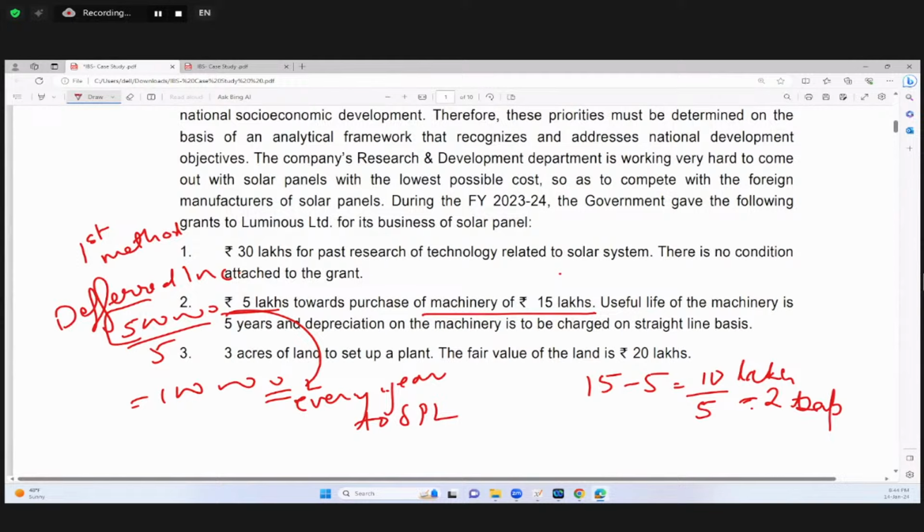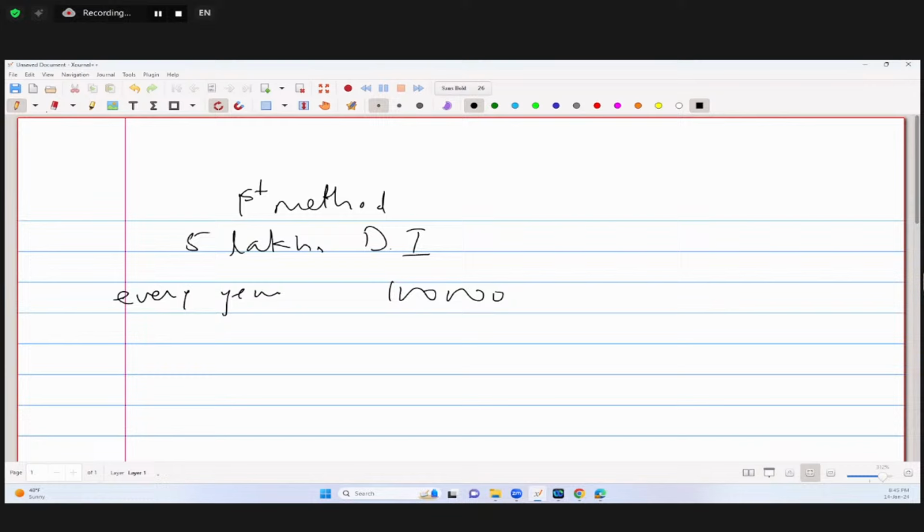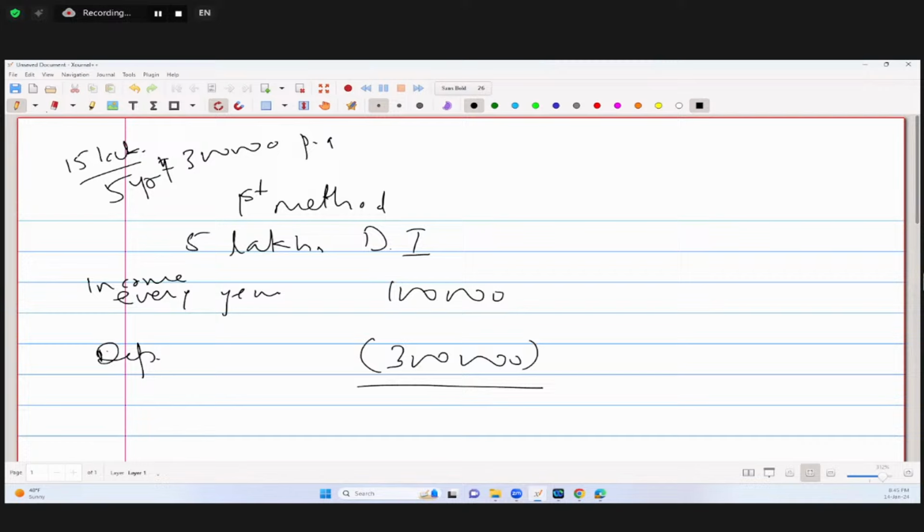Where I'll explain what is the impact of both the methods. In one case, we are recognizing depreciation with the full value of the machinery. In the first method, where we are recognizing the amount of 5 lakhs as deferred income, we are charging 1 lakh every year as income. But in this case, our asset will be shown in the books at 15 lakhs only. So depreciation on this 15 lakhs divided by 5 years will be 3 lakhs per annum. So this 1 lakh is your income in your statement of profit and loss, and depreciation will be 3 lakh. So the net impact on your profit and loss will be 2 lakh expense.